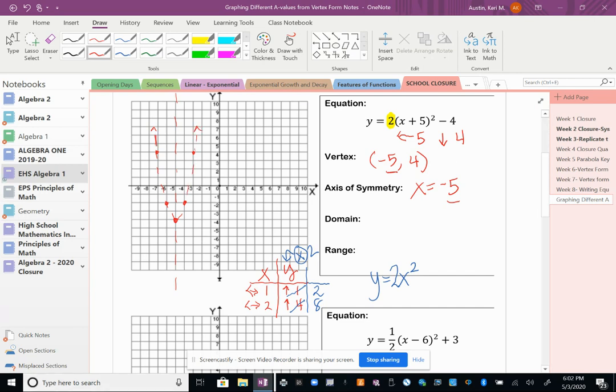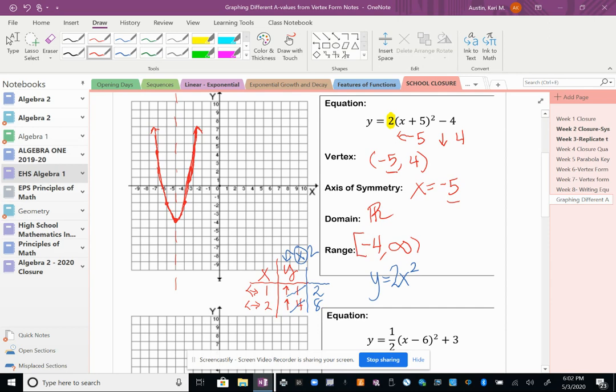An A value that's greater than 1 makes the quadratic skinnier or narrow. Okay. The domain, hopefully you've got that down. The domain is all reals. The range, the lowest I ever go is down here to -4, and it goes to infinity. Square bracket since I touched.